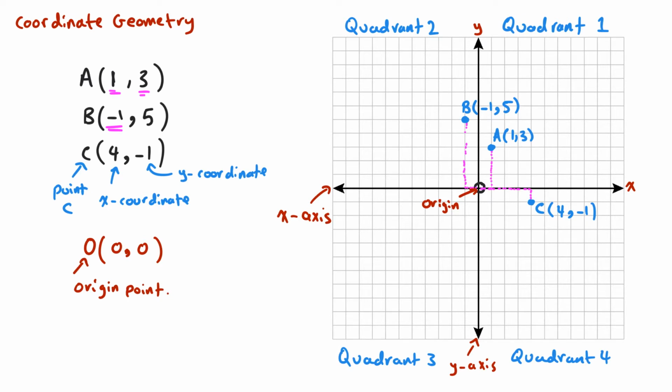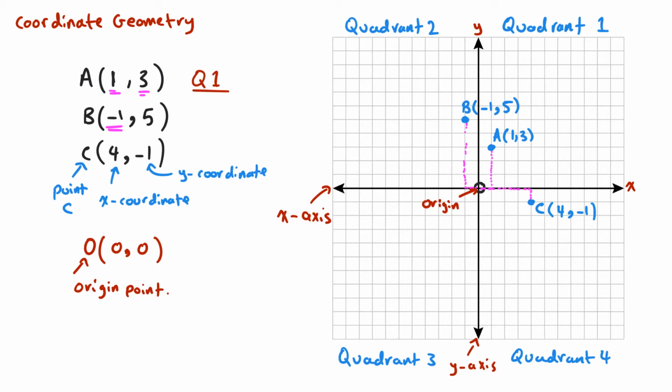We can also look at which point is located in which quadrant. So our first point over here, which is point A, is actually located in quadrant 1. In quadrant 1, all the x coordinates are positive because it's right of the y-axis, and all the y values, or all the y coordinates, are also positive because they are above the x-axis. So point A is located in quadrant 1.